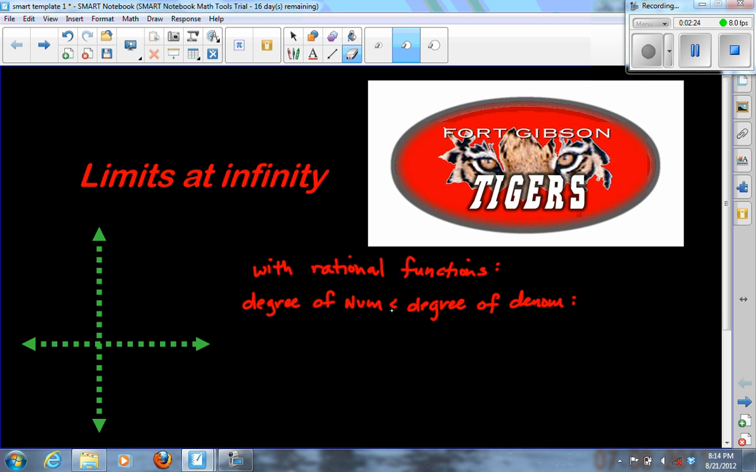And when the degree is smaller on the numerator than it is on the denominator, in other words, the degree of the top is smaller than the degree of the bottom, like maybe this one right here, y equals, let's say, 1 over x. See that the highest exponent down here is a 1, and the highest exponent up here is a 0. So this rational function, the limit as x approaches infinity, is 0.